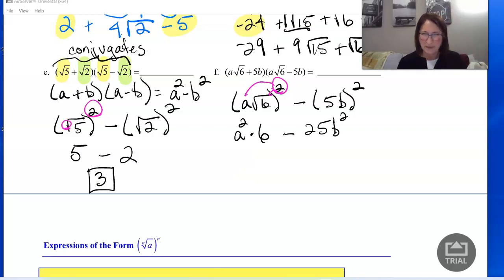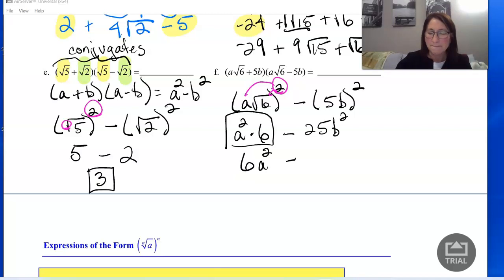I'm just going to make this a little more comfortable. And with this first term, put my coefficient in front. So that'd be 6a squared minus 25b squared. There we go. All right.